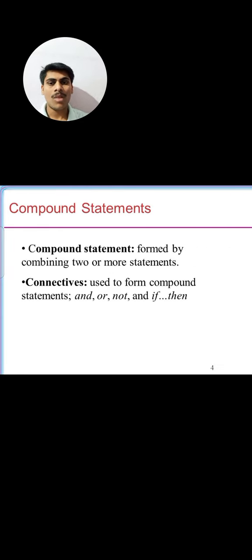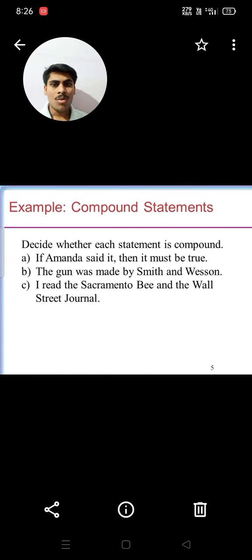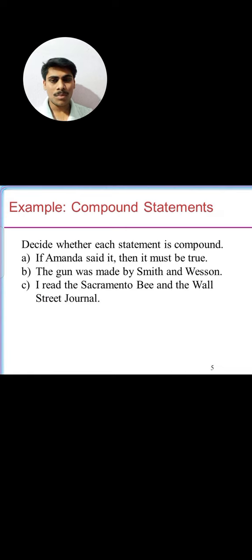Next, we learn about what a compound statement is. A compound statement is formed by combining two or more statements. And next we go to connectives. Connectives are used to form compound statements, and 'and', 'not', 'if', 'or', and 'nor' are called connectives. Now, what are examples of compound statements?